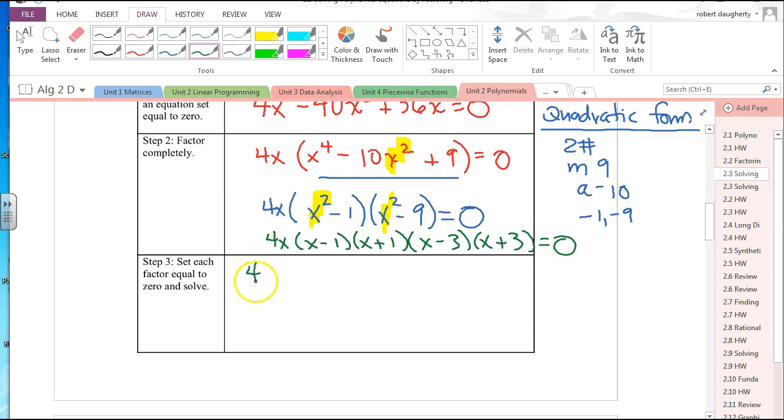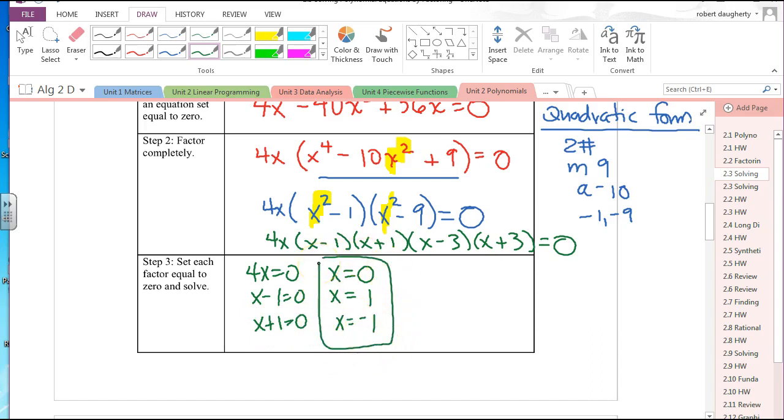Now I just set each thing equal to 0. That means that x is equal to 0. X minus 1 equals 0, that means that x equals 1. X plus 1 equals 0, that means that x equals negative 1. Those are 3 of my solutions. And then the other solutions are going to be 3 and negative 3. Okay, so there are 5 solutions to this.